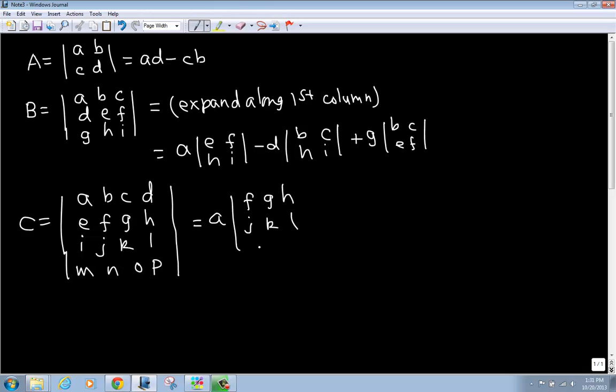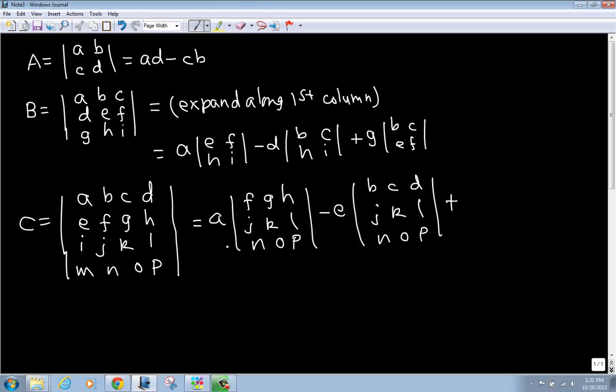J, K, L, N, O, P, plus, now the second, minus E. Delete the row containing E and its column, so B, C, D, J, K, L, N, O, P, plus, minus, plus I, and you'll have a 3 by 3, and minus M, and you have a 3 by 3. These plus and minus signs are due to their positions.